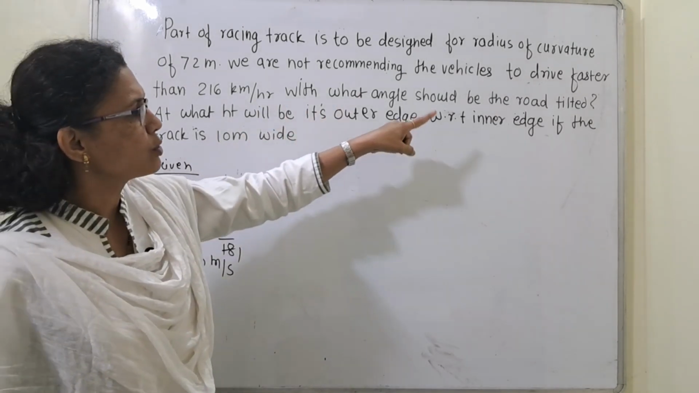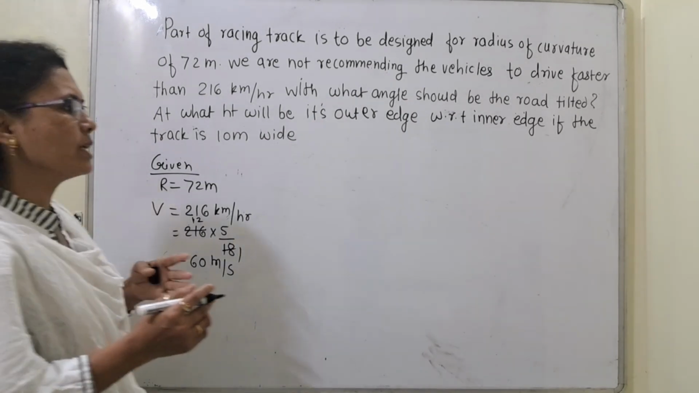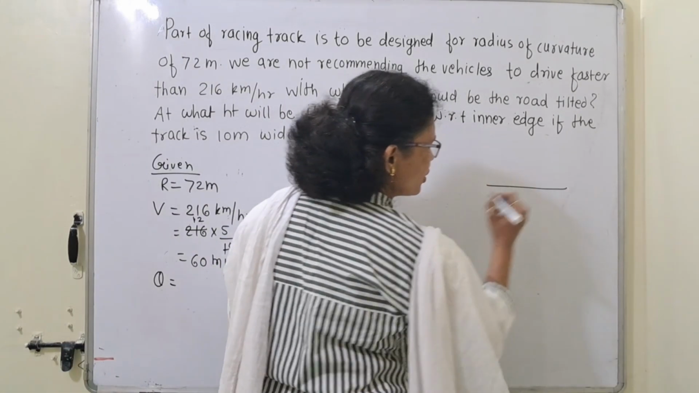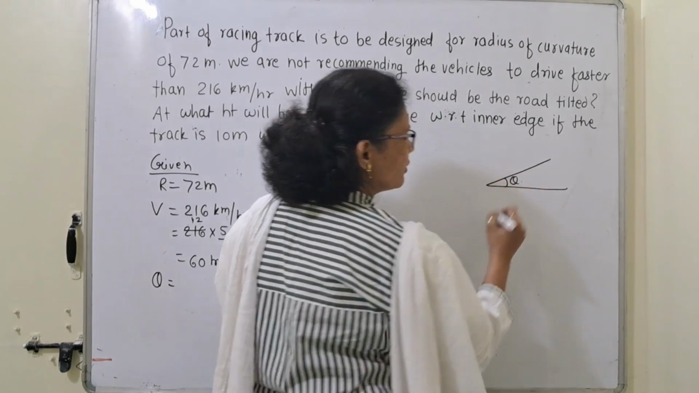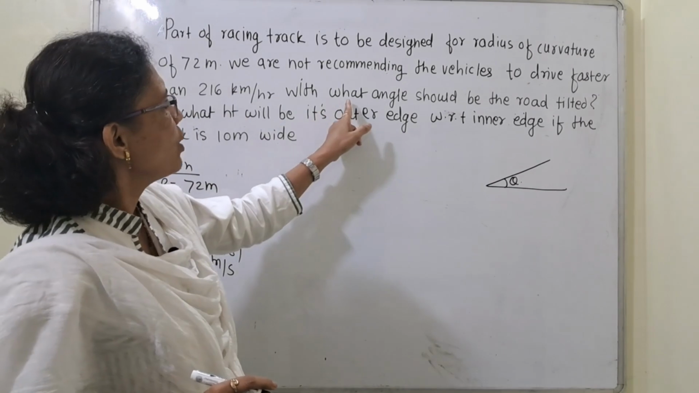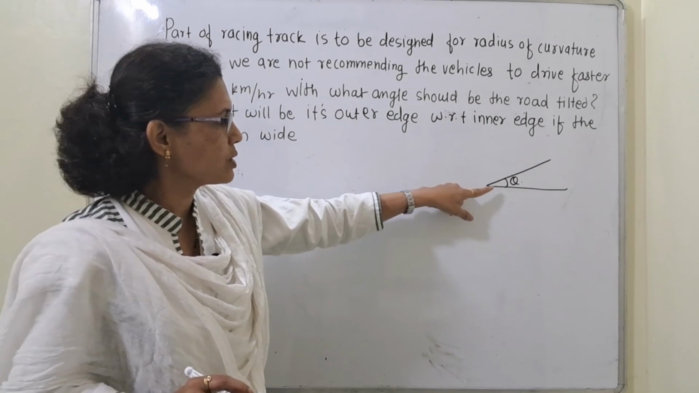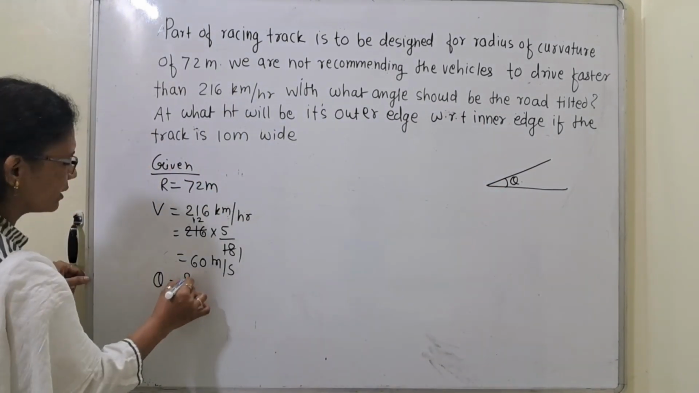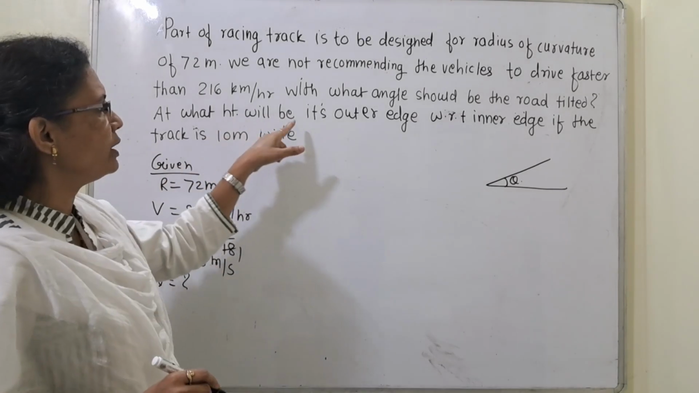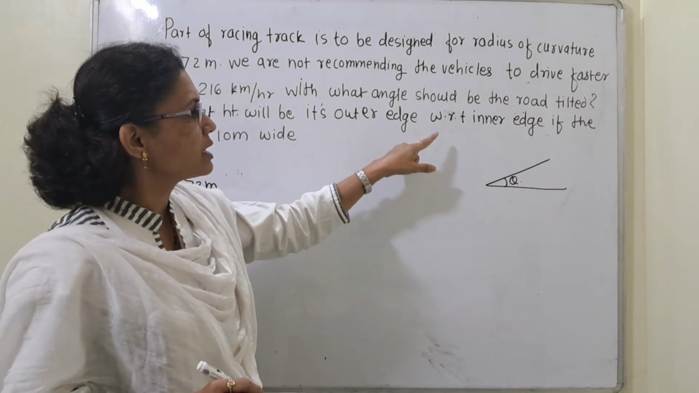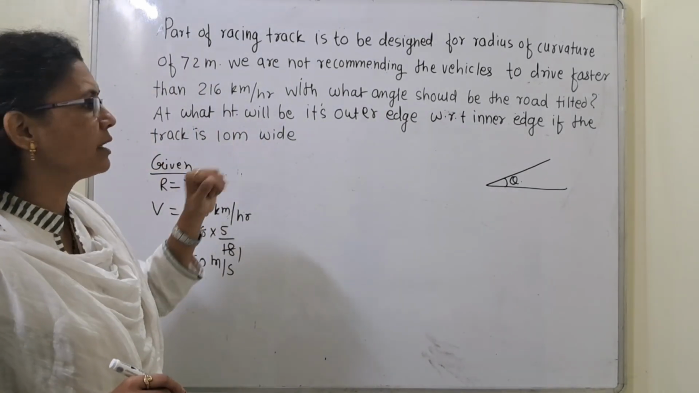With what angle should the road be tilted? It means we have to find out the angle at which the road is tilted. If this is a horizontal road, we have to incline the road at some angle theta, and this theta we have to find out first. That is the angle of banking. And another, at what height will be its outer edge with respect to the inner edge if the track is 10 meter wide.